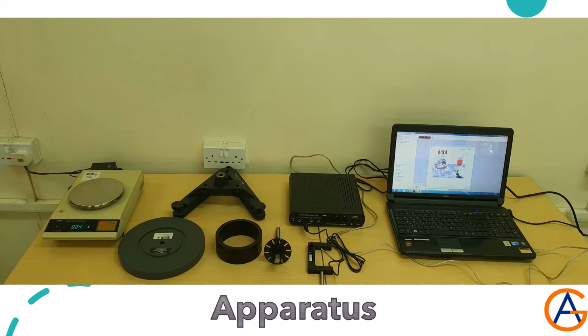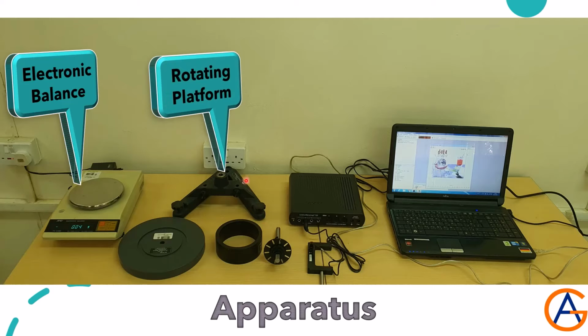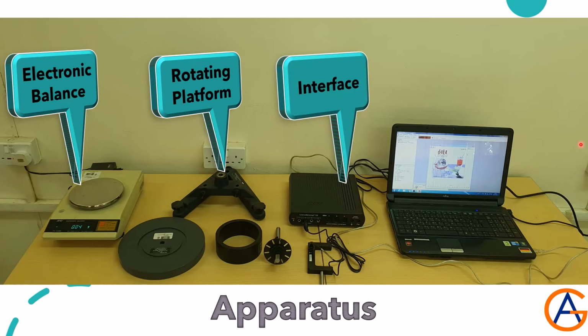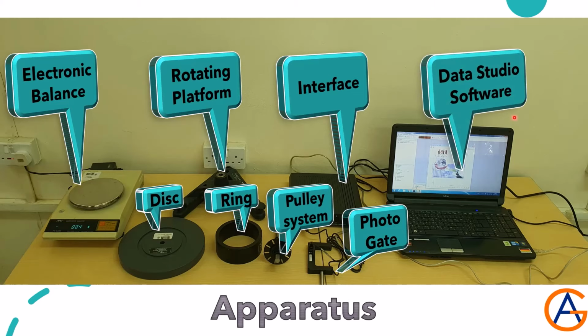The apparatus of this experiment consists of the electronic balance, which is used to measure the mass of the disk and the mass of the ring, and a rotating platform which is very rigid and consists of a smooth bearing, Pasco interface, disk, ring, pulley system, photo gate, and a laptop in which Data Studio software is present.